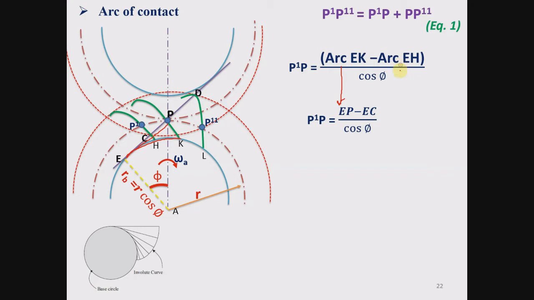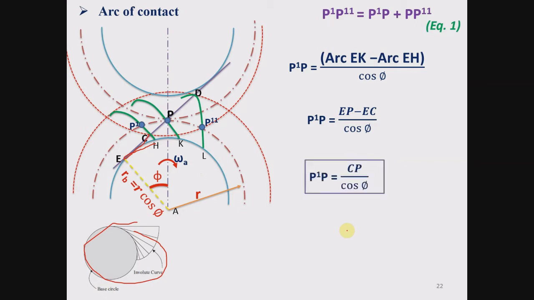Similarly, arc EH is equal to length EC. Look at the diagram. So what I said, going by the property of involute, arc EH is equal to the linear distance EC on the pressure line.